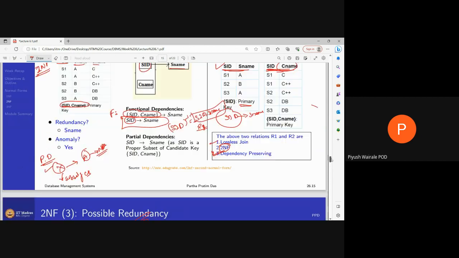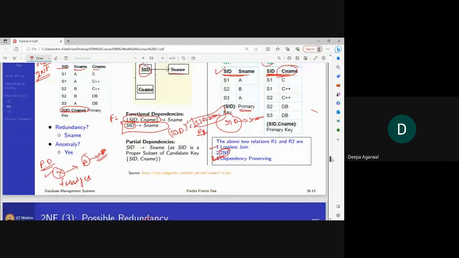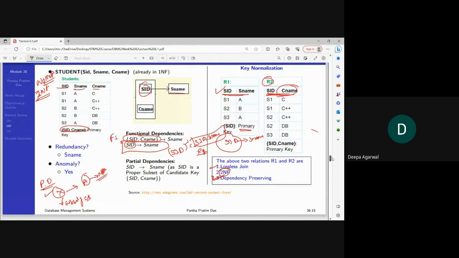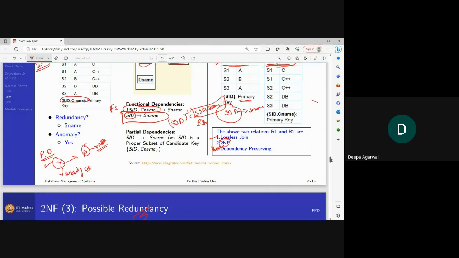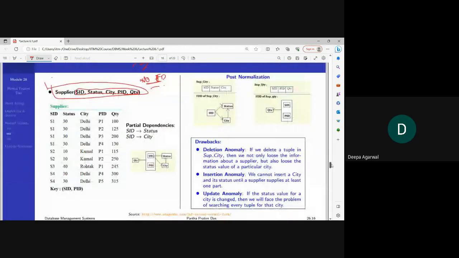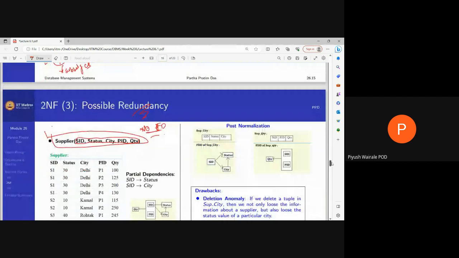So any doubt in 2NF? I will take a problem. Sir, if there is no key, then that relation will be in 2NF, right? No key, no functional dependency. Sorry, if there is no functional dependency, then the combination of all the attributes will be a key, right? So in that case, it will be in BCNF.